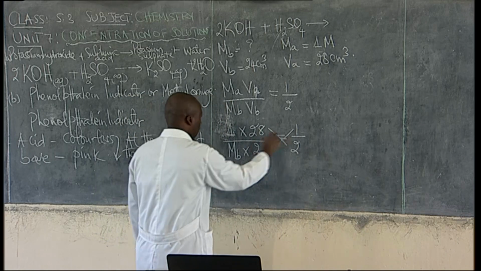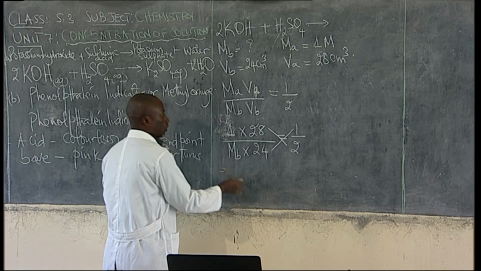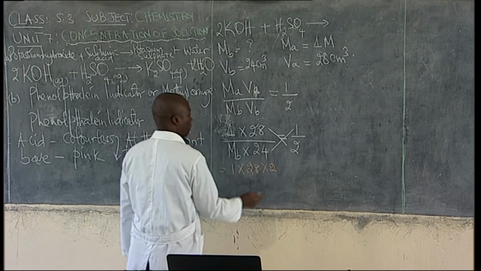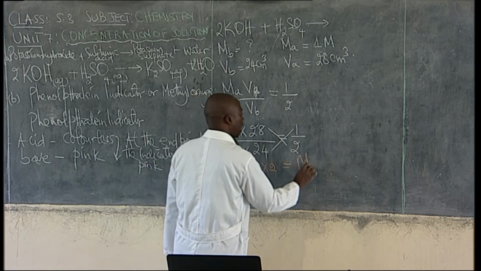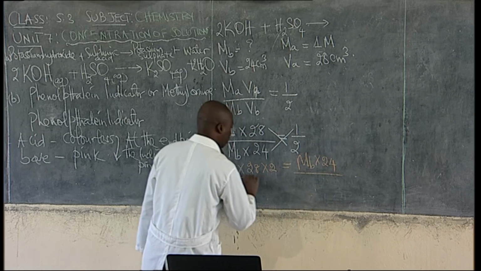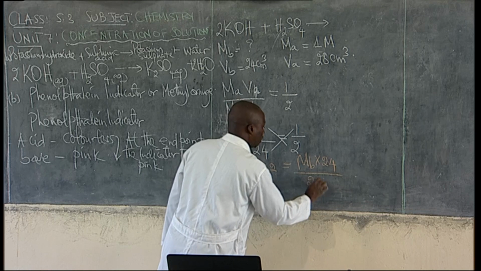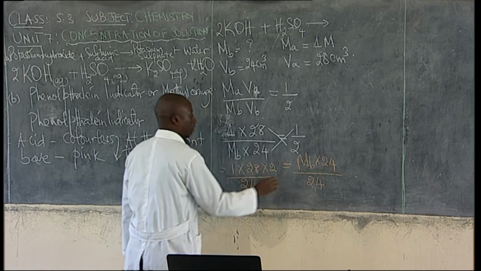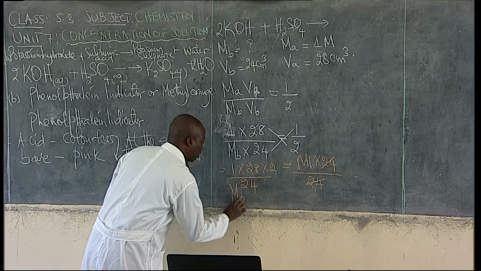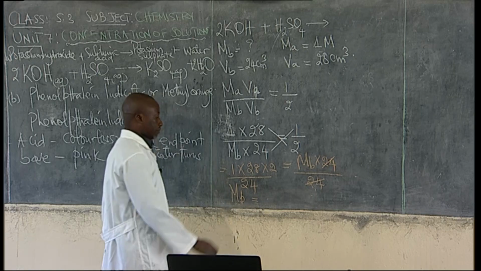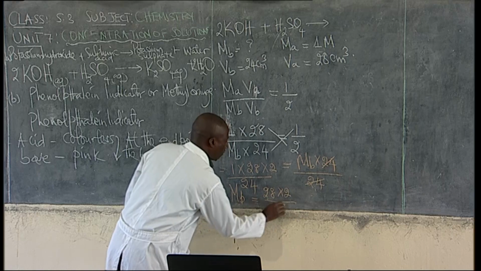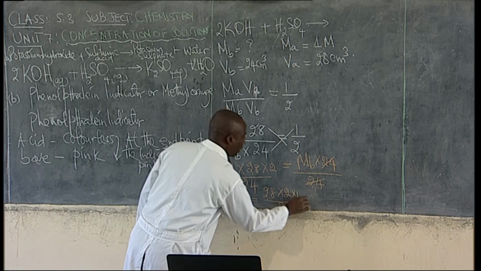What do you get? So when you cross multiply, you will have 1 times 28 times 2, which will be equal to MB times 24. What do we do? Divide both sides by 24. This one will cancel out. So your molality of the base will be given by 28 times 2/24, that is times 1.